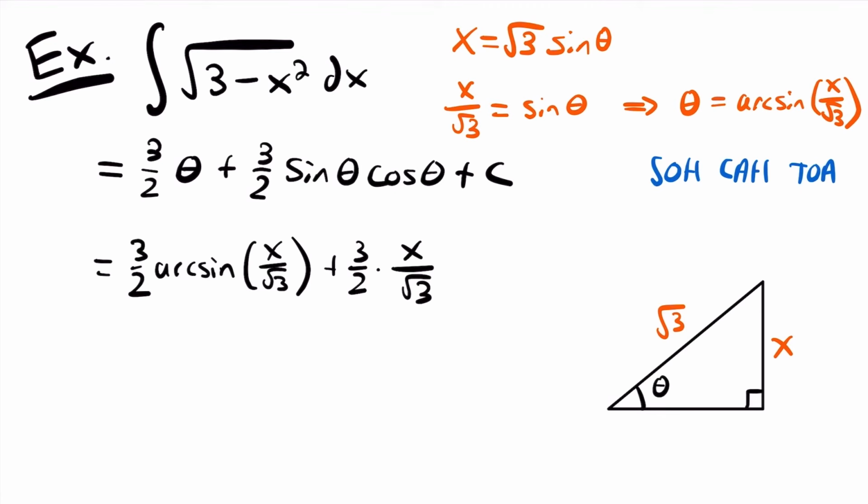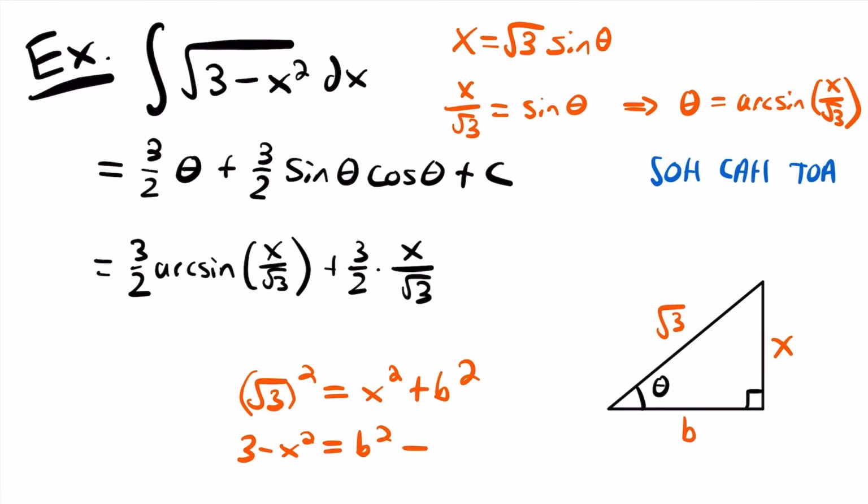Now in this case, the other side will be b, and using the Pythagorean theorem, we know that the hypotenuse squared will be equal to the other two sides squared and added together. So the square root of 3 squared is equal to x squared plus b squared. And so if we solve for b squared, we will subtract x squared from both sides of the equation, and the square root of 3 squared is 3. So we have 3 minus x squared is equal to b squared, which tells us that b is equal to the square root of 3 minus x squared if we take the square root of both sides of that equation.